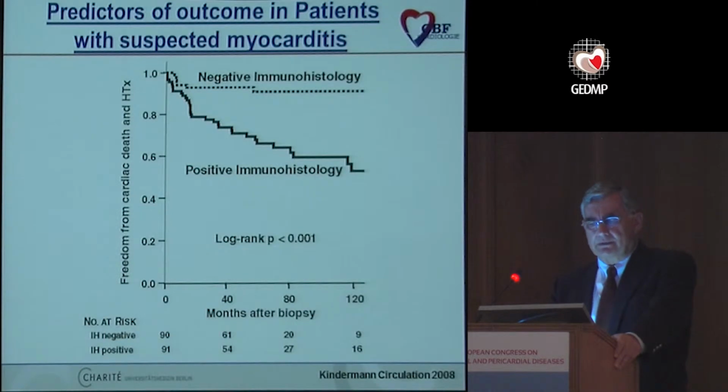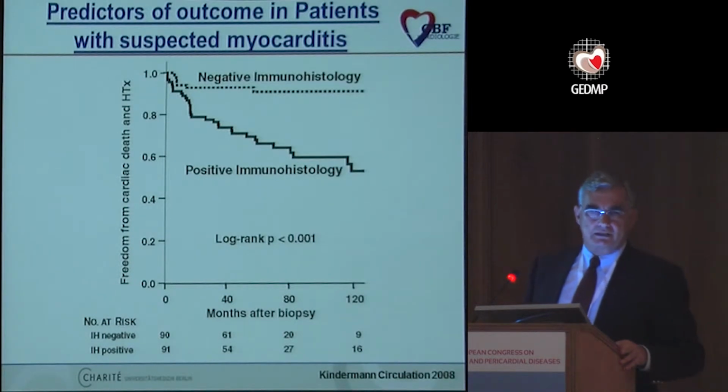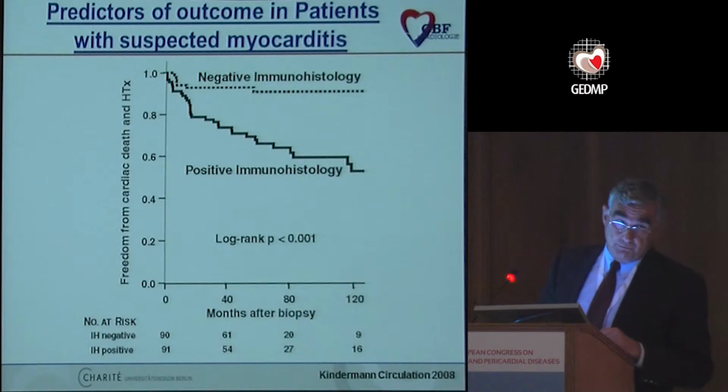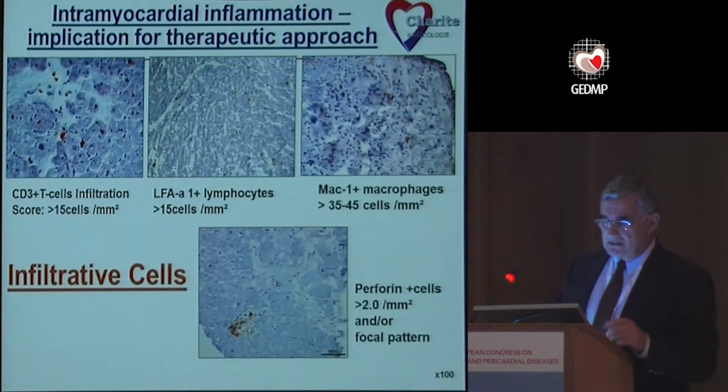It looks a little bit different if you look at immune histology. This is work coming out of Michael Böhm's group and Dr. Kandolf's group. And here you can see that those patients who were positive in the first biopsy concerning immune histology had a significantly worse prognosis than those patients who had a negative immune histology. So this is an indication that immune histology might help us.